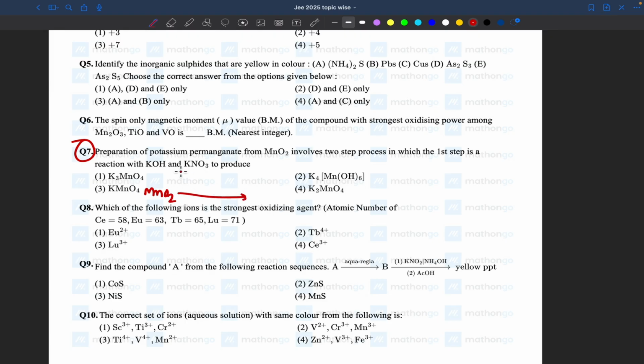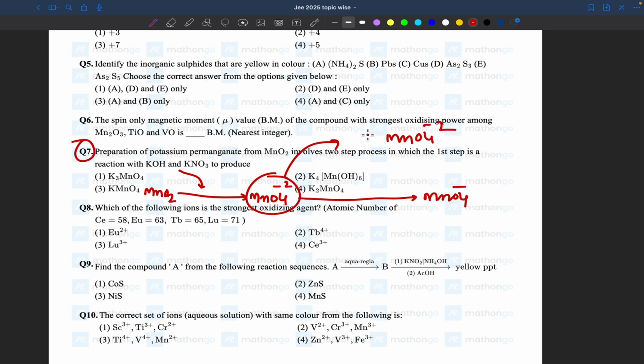MnO2 is treated with this KOH and all this, we will be getting MnO4 2-, which on further oxidation gives us MnO4 -. So this is the compound, permanganate. The manganate ion MnO4 2- is present. So with this, potassium is attached, so it should be K2MnO4. So the answer is the fourth option.